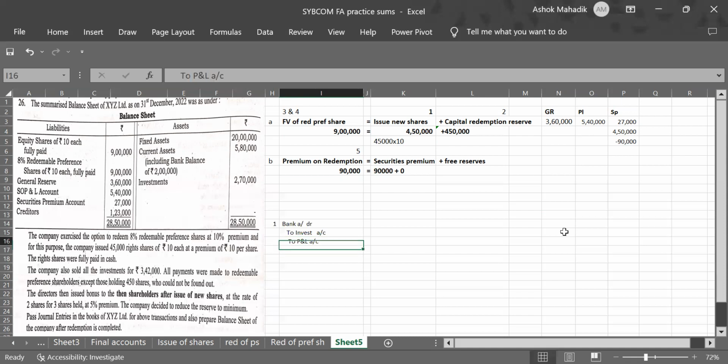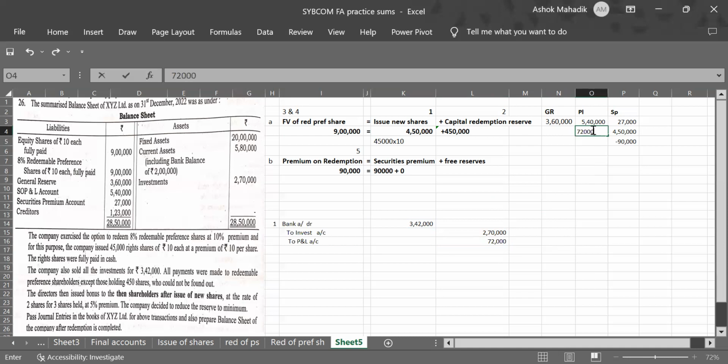Now, what is the worth of investment? We are selling 2,70,000, right? So against the investment, I will write 2,70,000. I am selling it for what price? 3,42,000. So against bank, I'll write 3,42,000. Clear? So the difference will be my profit. Let us see what is the profit I have made. 3,42,000 minus 2,70,000, 72,000. So I should add this in my P&L balance, right?